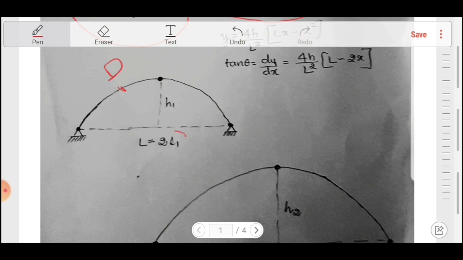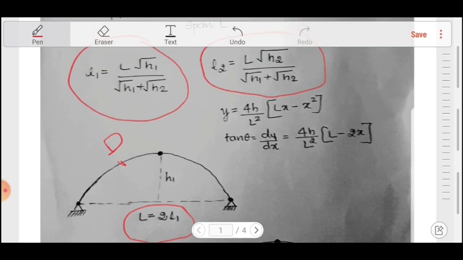So first thing you have to do is calculate the span of that smaller arch, which is L, equal to 2 times L1. Then you can substitute in this particular formula, that is y is equal to 4h by L square into (Lx minus x square) if it is required, or you can calculate theta using this formula. It is 4h by L square, where the value of L should be considered as L is equal to 2 times L1. This is for normal thrust and radial shear at point D.